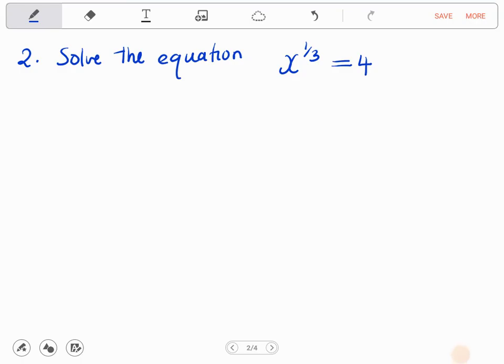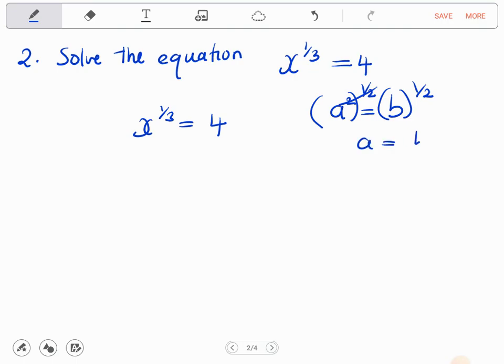All right, the other one says solve the equation x to the power 1/3 is equal to 4. So how can we solve this equation? All right, so to do this, recall that, let me first write the equation. If you have a squared is equal to b, and I want a alone, I can just multiply this by the reciprocal of the power, both sides. They cancel, and my a will be equal to b to the power half, which is just the root of b. Same principle that we're going to use here.